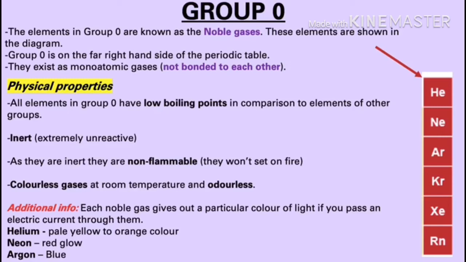Additional info. Although noble gases are colourless, they give out a particular colour of light if you pass an electric current through them. For example, helium can be seen as a pale yellow to orange colour, neon can be seen as a red glow, and argon can be seen as blue.